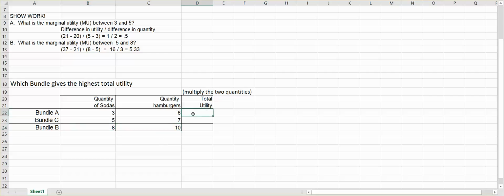Okay, let's multiply them out, is all we have to do. 3 times 6 is 18, 5 times 7 is 35, and 8 times 10 is 80. So therefore, the bundle that gives us the highest total utility is bundle B. We would want 8 sodas and 10 hamburgers.